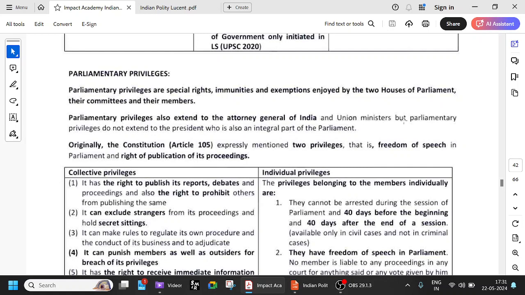Okay, and union ministers, but parliamentary privileges do not extend to the president, who is also an integrated part of the parliament. So, this point is very important. Parliamentary privileges are basically for those who are in the parliament. Who is in the parliament? Lok Sabha, Rajya Sabha, and the president. Parliament is formed of three. Though the president is part of the parliament, he is not a member of either Lok Sabha or Rajya Sabha. So the parliamentary privileges do not apply to the president, but they apply to the Attorney General of India, because the Attorney General can also take part in the proceedings of the parliament.